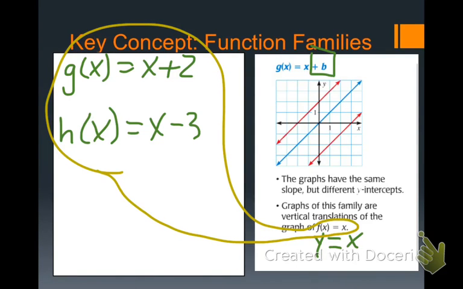F of x equals x is what we call the parent function, where no translation has been done to it. And then these are just vertical translations of the parent function.